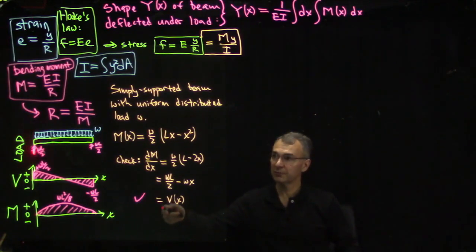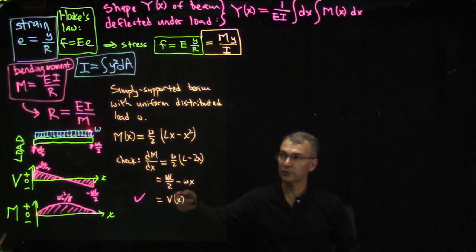So at 0 you have plus WL over 2. Then we have a slope downward of W because that's our uniform weight per unit length. And then we get to the very end. Just before the very end we're at minus WL over 2, and then the support on the end takes us right back up to 0.